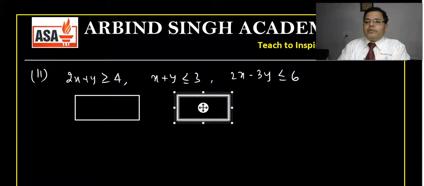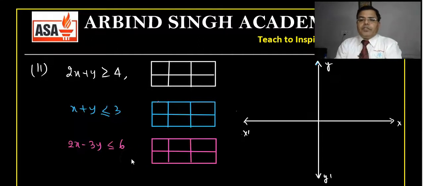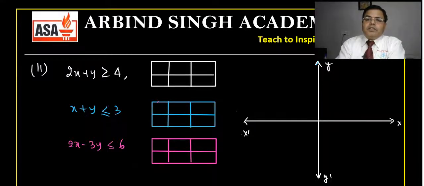So let me rearrange them. Now here is the question: 2x + y is greater than 4, x + y is less than or equal to 3, and 2x - 3y is greater than 6. So the generic equations of all these can be written as 2x + y = 4. If I put x = 0, then y is 4, and if y is 0, then x is 2.